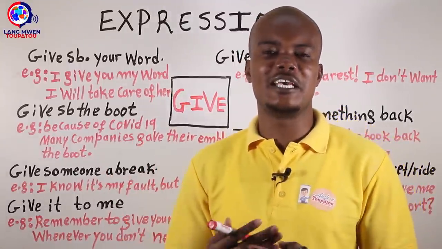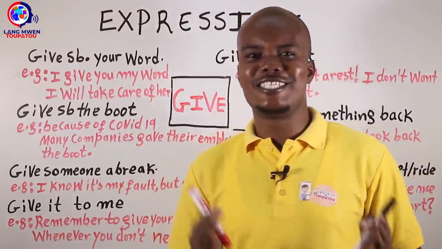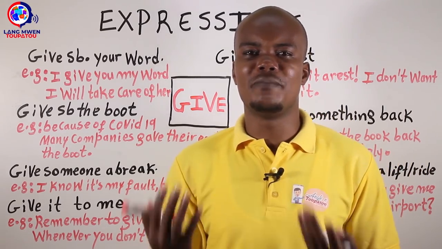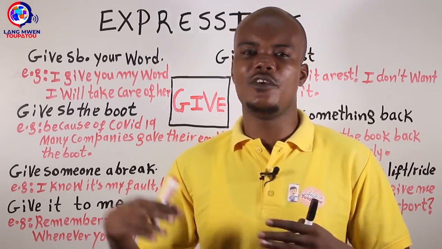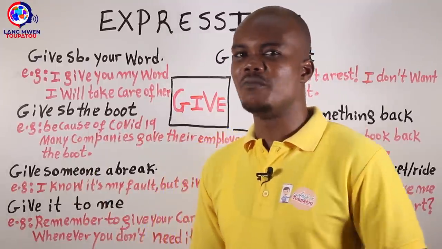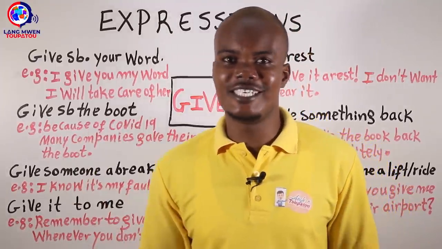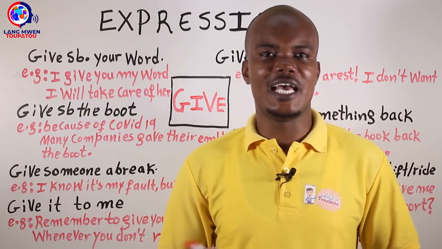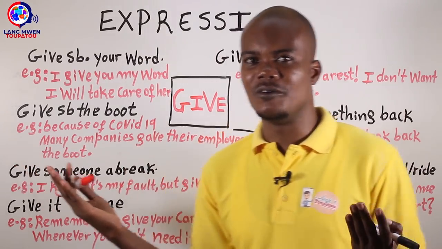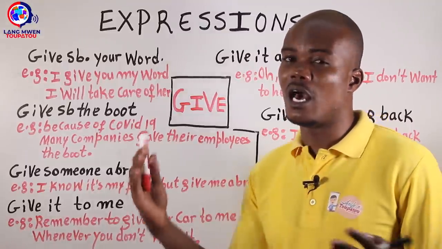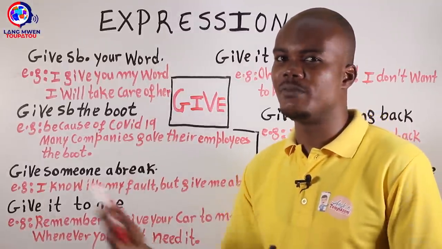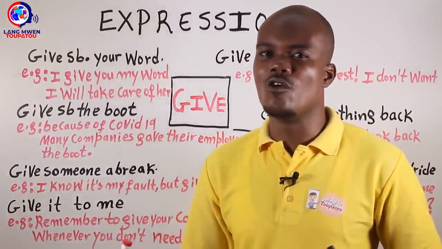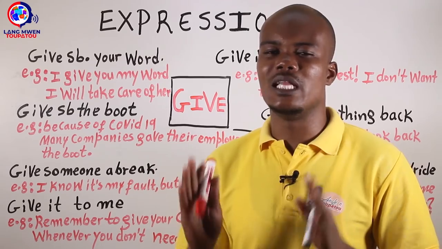Second way of using give somebody the boot is to end a romantic relationship. Okay, like you have your girlfriend, you have your boyfriend. You see your girlfriend kissing another boy in the street. Now, you're nervous, you're not happy and you say, I have to give him the boot. That means you are going to end this relationship.